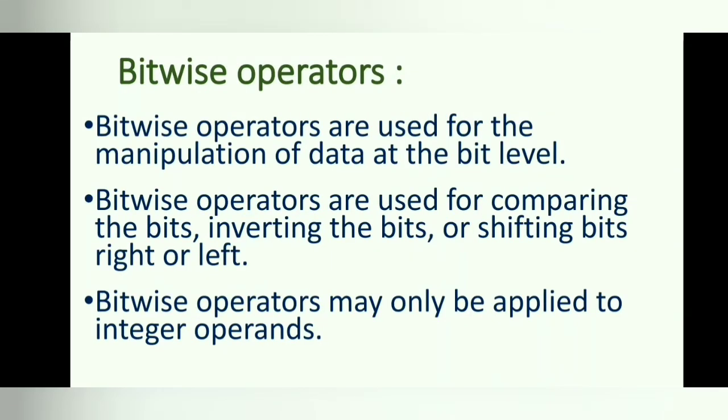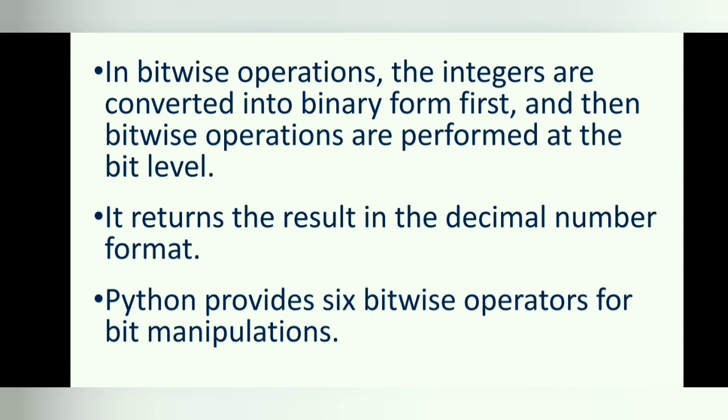Bitwise operators. Bitwise operators are used for the manipulation of data at the bit level. Bitwise operators are used for comparing the bits, inverting the bits, or shifting bits right or left. Bitwise operators may only be applied to integer operands. In bitwise operations, the integers are converted into binary form first, and then bitwise operations are performed at the bit level. It returns the result in the decimal number format.